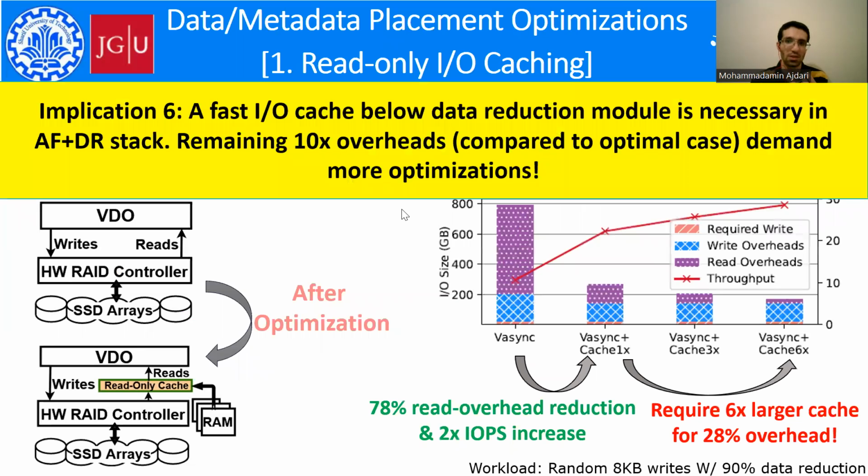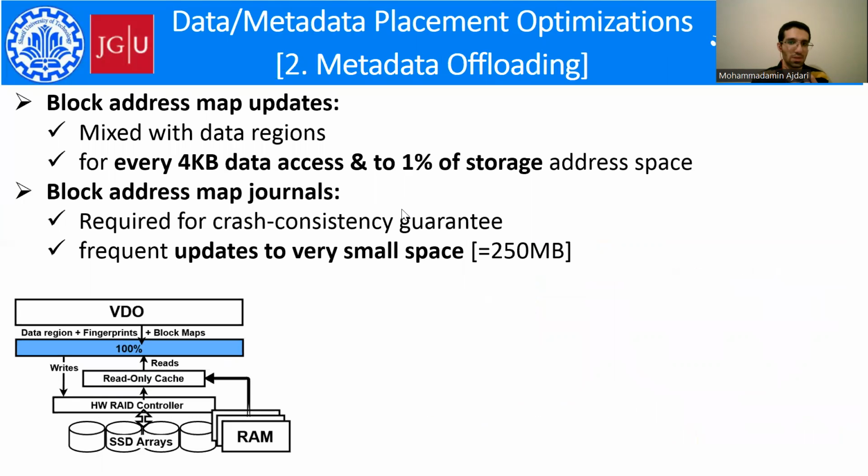With a small-sized cache that can hold the fingerprints and the hot content, 78% of read overheads are eliminated, and we achieve 2x performance boost. Interestingly, the remaining overheads belong to other metadata accesses and exhibit different behavior, demanding the second optimization. Our second optimization is to accelerate address maps and journal updates of data reduction. Such metadata require very small space, for example, about 256 megabytes for journals, and less than 1% of storage space for address maps.